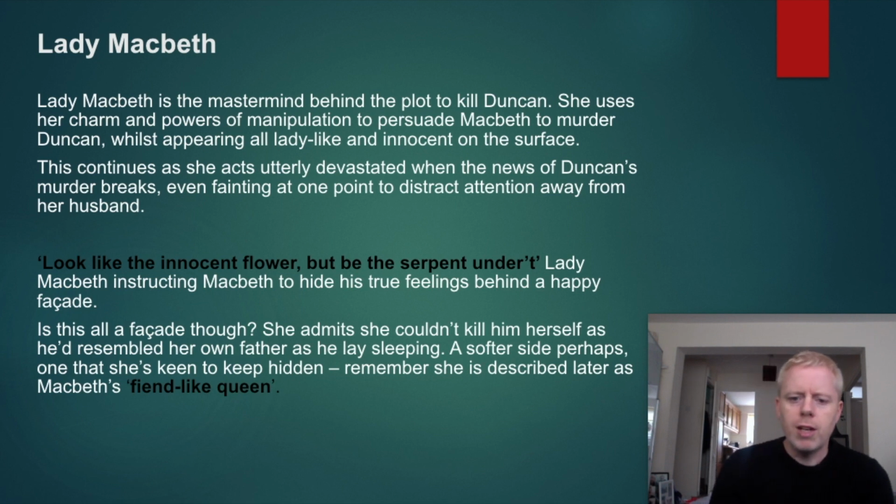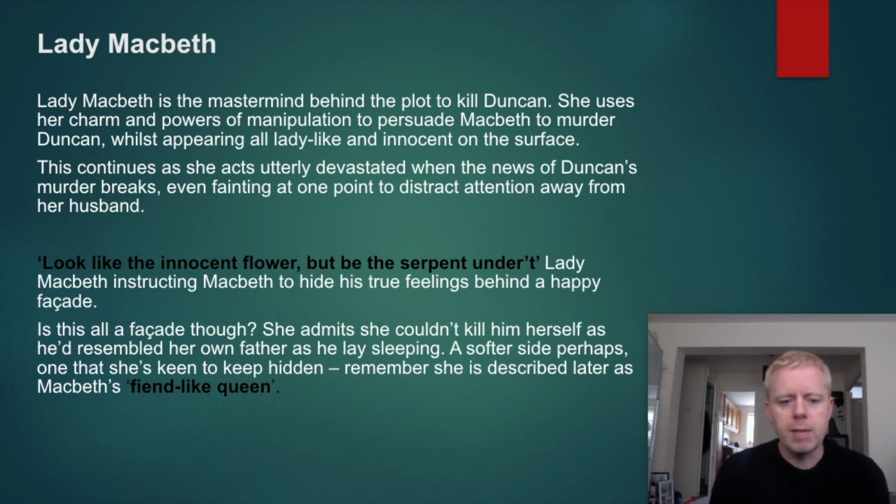Remember, she acknowledges that Macbeth has ambition, but she's worried that he's too full of the milk of human kindness to catch the nearest way. To catch the nearest way means to kill Duncan to become king, rather than wait for it to happen at some point in the future. She uses her charm and powers of manipulation to persuade Macbeth to murder Duncan, whilst appearing all ladylike and innocent on the surface. This continues as she acts utterly devastated when the news of Duncan's murder breaks, even fainting at one point to distract attention away from her husband, whom she's worried is going to give the game away.